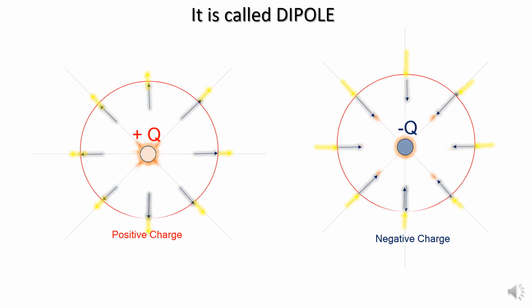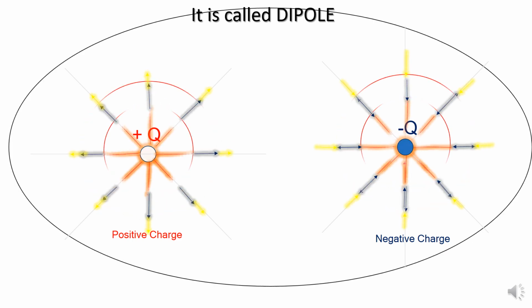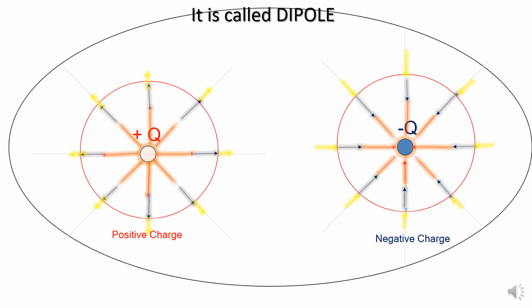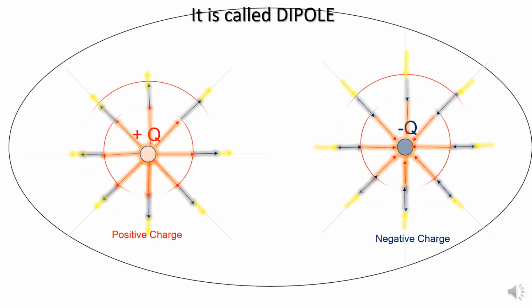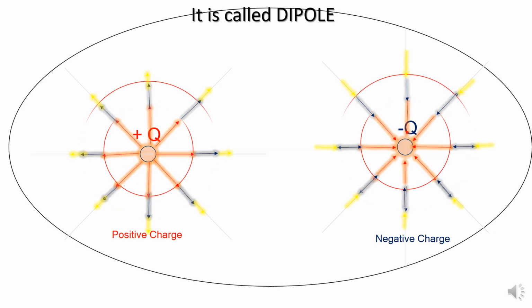Di means two, pole means axis. That means you can see here there are two different polarity charged particles being connected, called a dipole. You can see very well the first charged particle has lines outwards and the second charged particle on the right side has lines inwards. That means one is positive charge and the second is negative charge, and this is declared as one dipole.